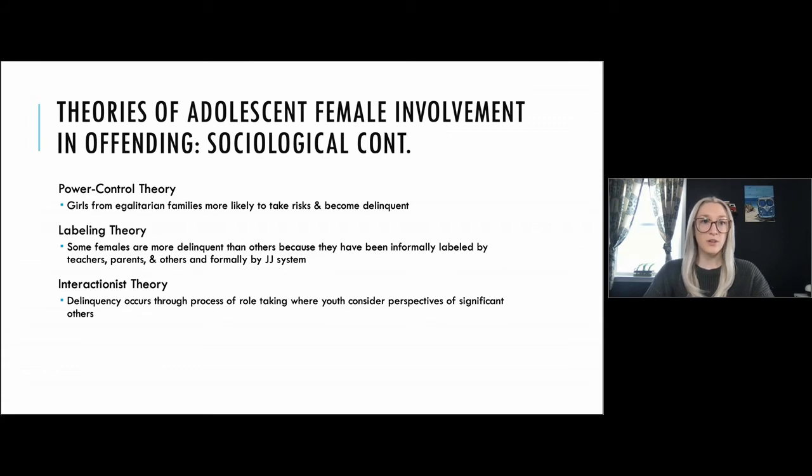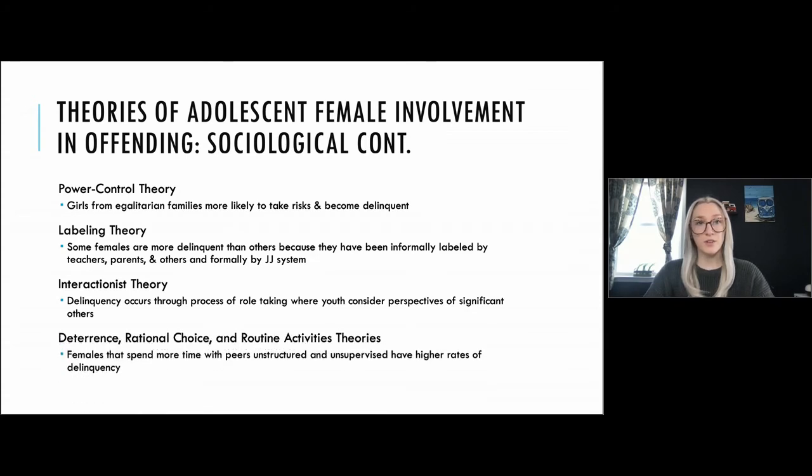Then you have interactionist theory, where delinquency occurs through the process of role taking, where a youth considers the perspectives of significant others. So think about that, interactionist. As the female is interacting with others, they're interacting with those whose perspective they value, whether it's a parent, peers, others in the community. They could come to engage in delinquency because they're respecting the wrong individuals' perspectives. Think about gangs. They're now respecting gang leaders, and obviously their perspectives of delinquency and offending are not going to be the same as a law-abiding parent, for example.